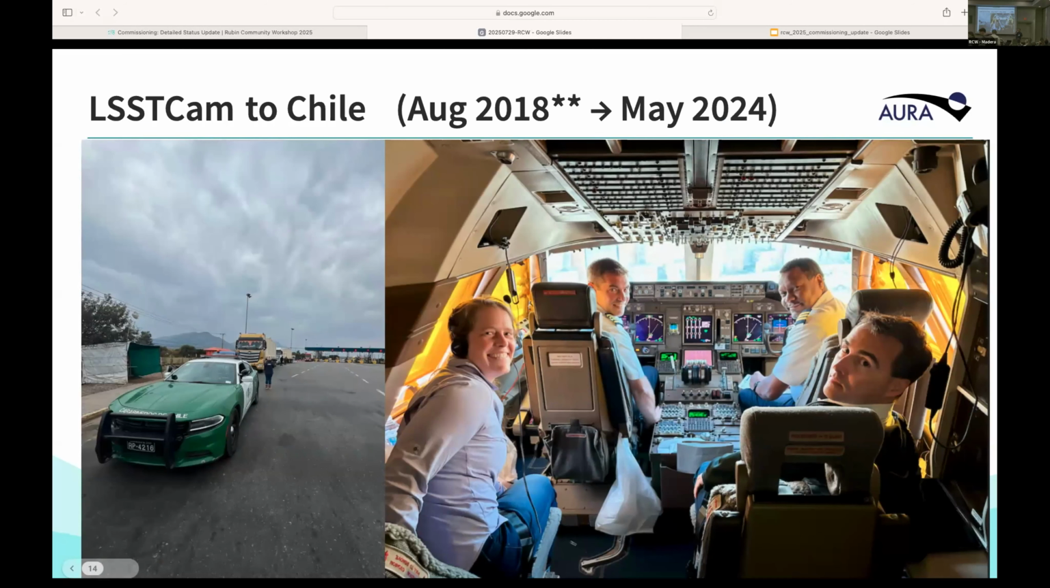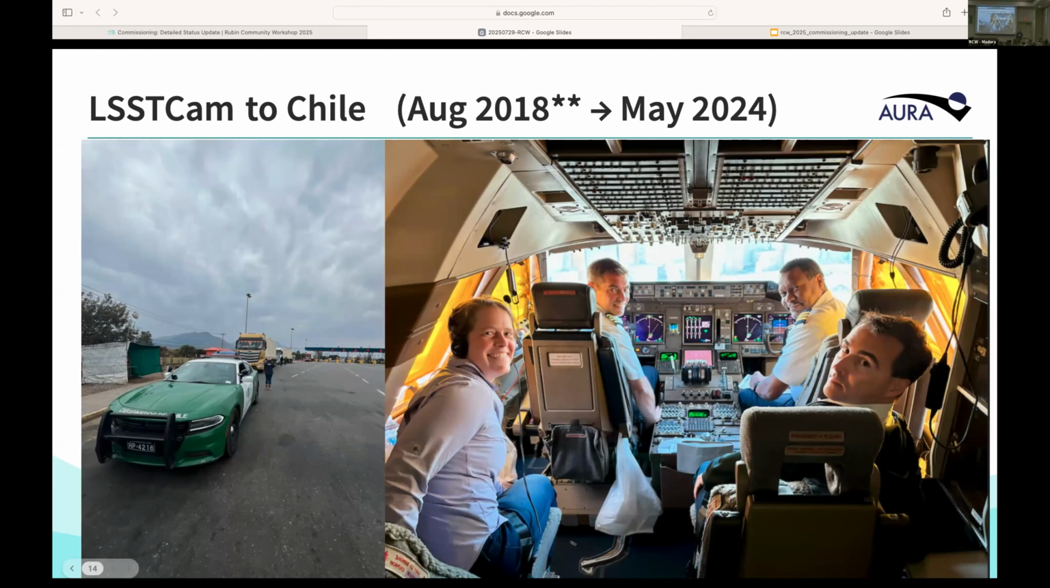But Alejandra, head of ORO, just made a phone call. And we had motorcycle police escort us through Santiago and then police cars take us all the way to the mountain, which was pretty fun. And then the picture on the right is one of my favorite pictures of all time. It's Margot Lopez sitting in the cockpit for takeoff.